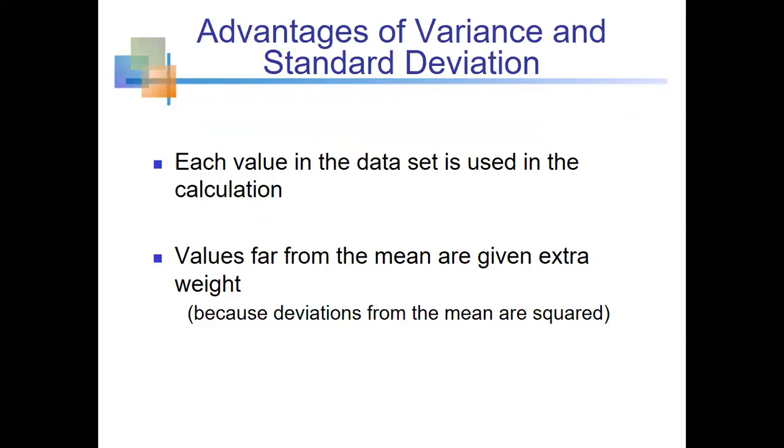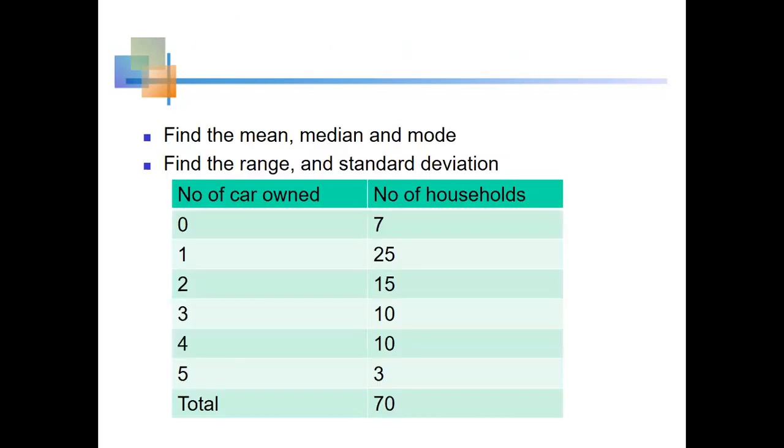So advantage of variance and standard deviation. Each value in this data set is used in the calculation. Okay, all the data are taken into account. So value far from the mean are given extra weight. If the value is far from the mean, the value of calculation will be bigger, okay, will be larger. So meaning to say it will give an extra weight. So when it is extra weight, your standard deviation value at the end of the calculation will be higher, okay, lebih tinggi. Pengiraan akan lebih tinggi.